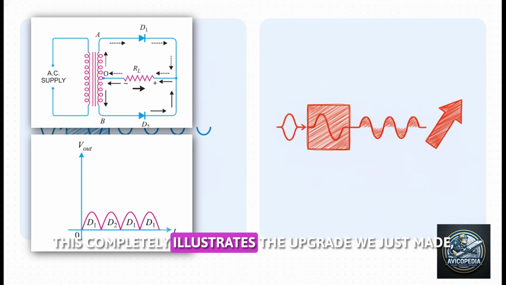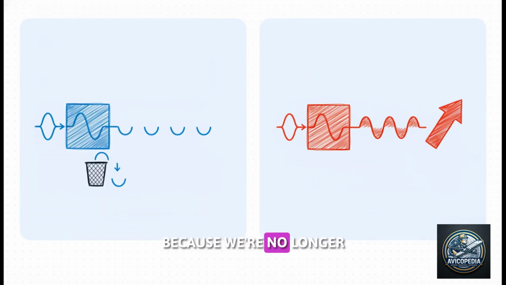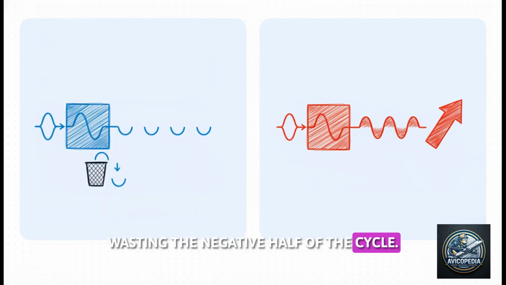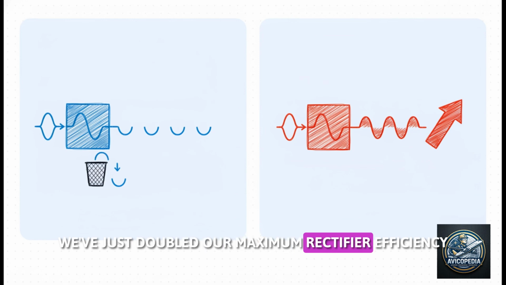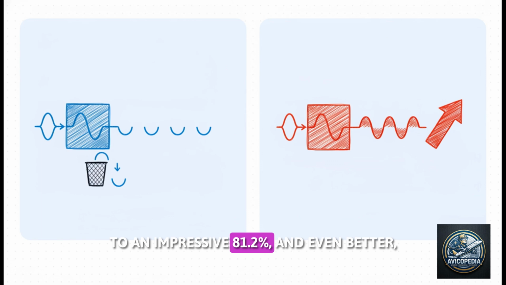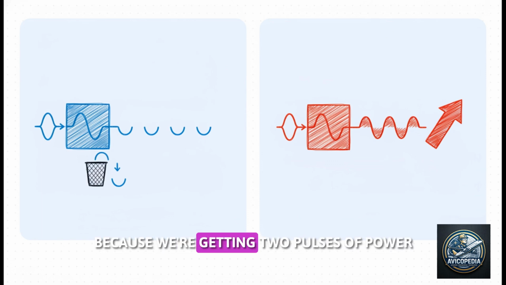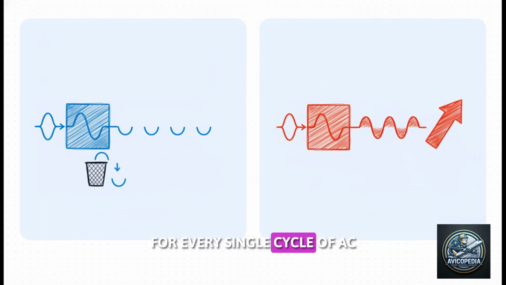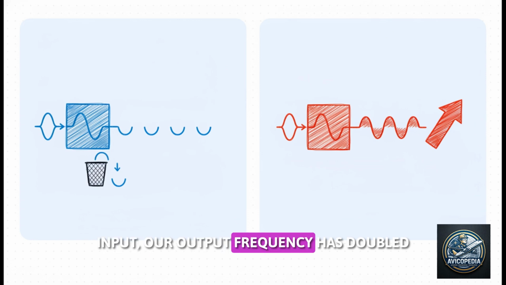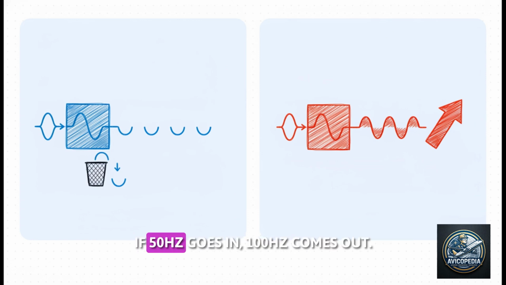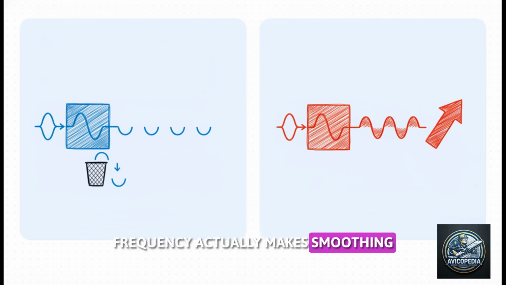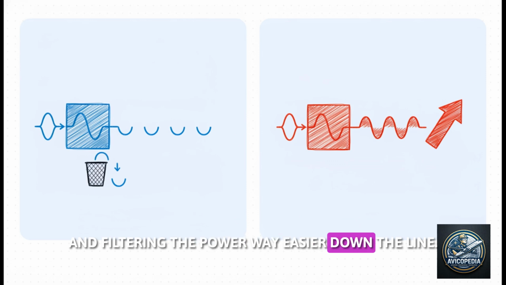This completely illustrates the upgrade we just made. Because we're no longer wasting the negative half of the cycle, we've just doubled our maximum rectifier efficiency to an impressive 81.2%. And even better, because we're getting 2 pulses of power for every single cycle of AC input, our output frequency has doubled compared to the input. If 50 Hz goes in, 100 Hz comes out. Having that higher output frequency actually makes smoothing and filtering the power way easier down the line.